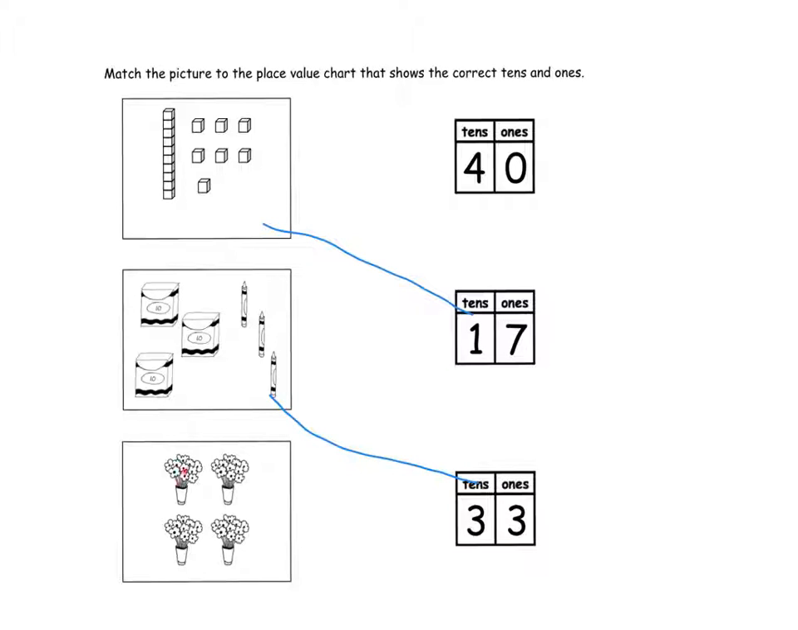Next we have 1 group of 10, 2, 3, 4, a total of 4 groups of 10, and we have 0 in the ones position. So now the one that matches is going to be this one because there is a 4 in the tens position and a 0 in the ones position. Now draw your line from the picture to the place value chart, and then you are done.